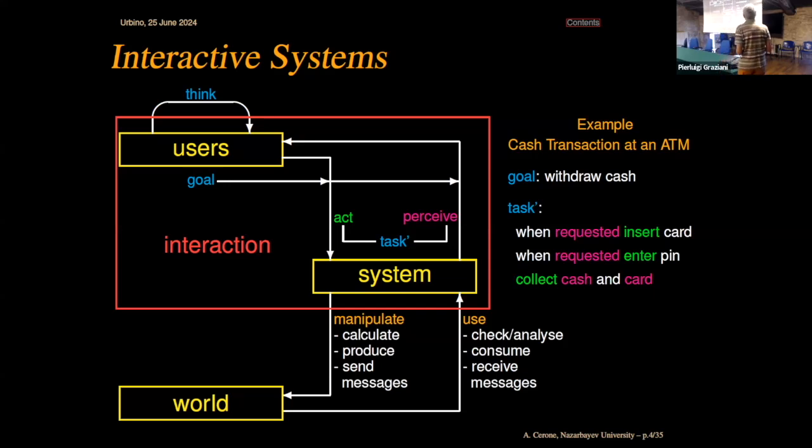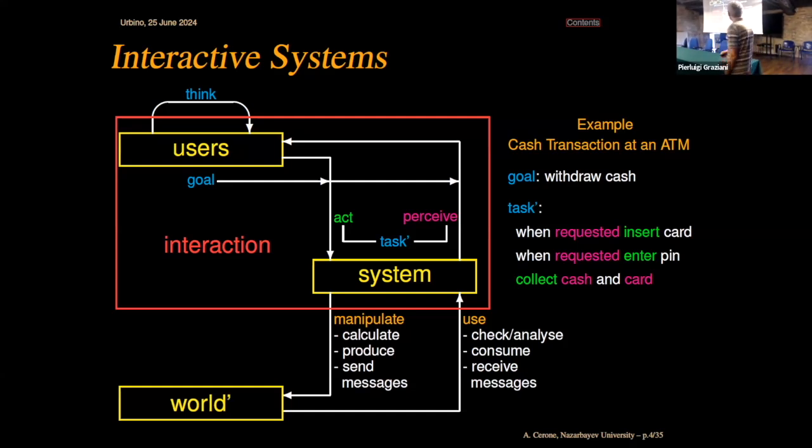So the task is changing in this way. When requested, we insert our card. Then when requested again, we enter our PIN, and we collect the cash and the card. Now, if you see these colors, I used them for a reason. For perception, I use this magenta color. And green represents actions that the user performs, in this case, on the interface.